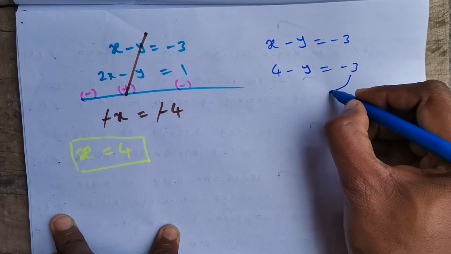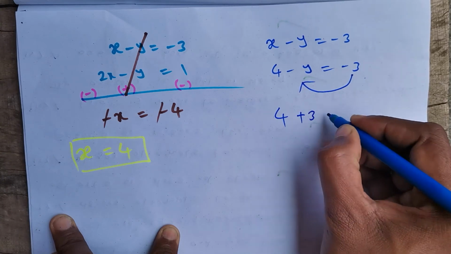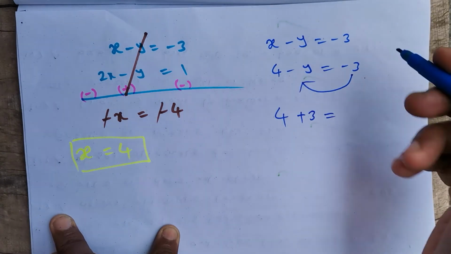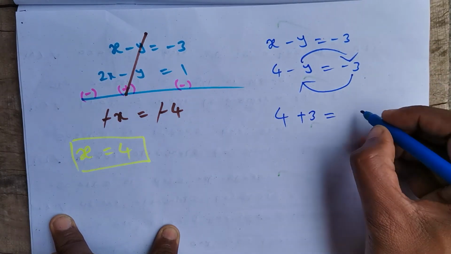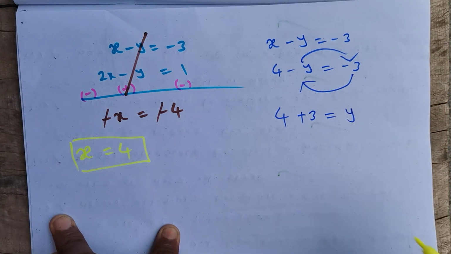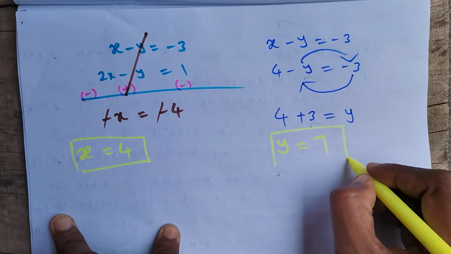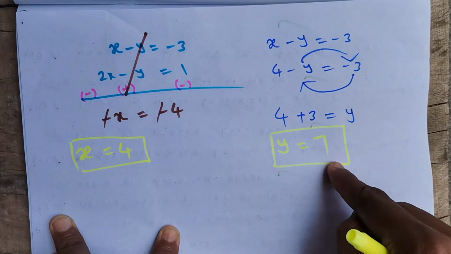This minus 3 I will bring to the left side. 4 as it is, minus 3 will become plus 3, which is equal to minus y. I will take it to the right side. Minus y, if I am taking to the right side, will become plus y. So we get the value of y as y is equal to 4 plus 3, 7. x value is 4 and y value is 7.